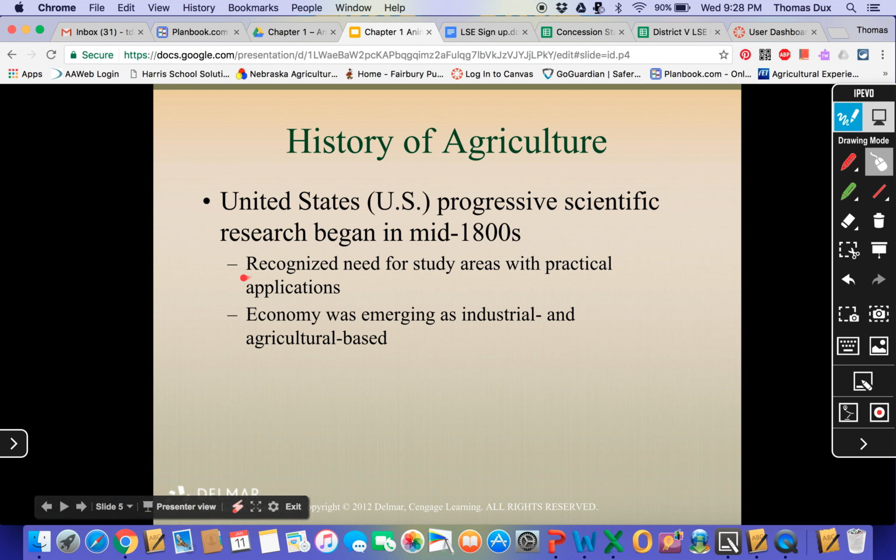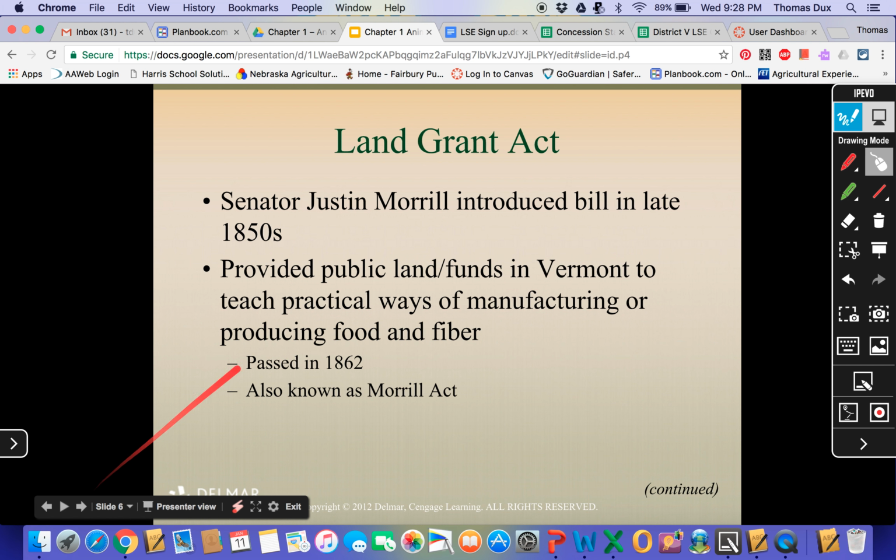So what they had to do, they recognized that there was a need for study of area with practical applications. Okay, people recognized this, and then they also knew that the economy was emerging as this ag-based economy. So what was the solution to being able to teach these new farmers about how to grow crops? Yes, this is what this whole land grant concept started with. This Land Grant Act, or it's also called the Morrill Act.